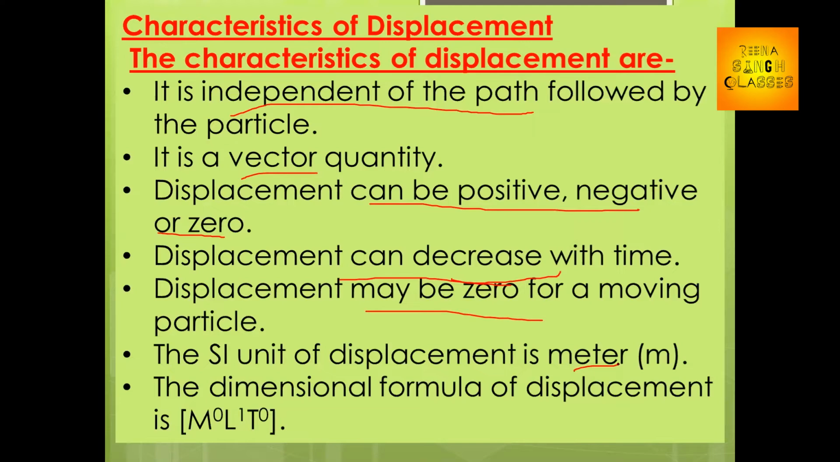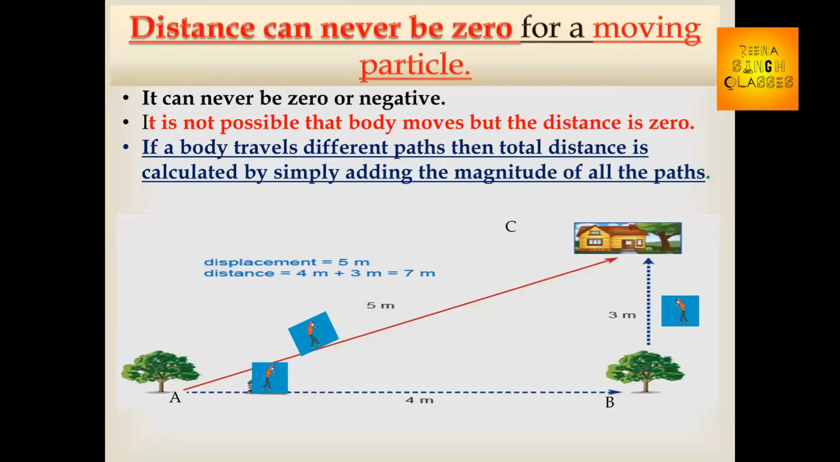Its SI unit is meter and its dimensional formula is M^0 L^1 T^0. Distance can never be zero for a moving particle. Look at this: the boy is moving from A to B and B to C. The total path covered by this boy is the distance, which is 7 meters, and the displacement from A to C is 5 meters. So distance can never be zero for a moving particle.